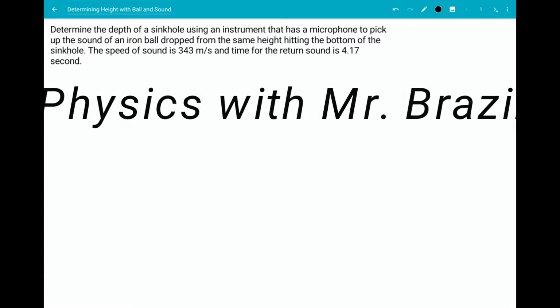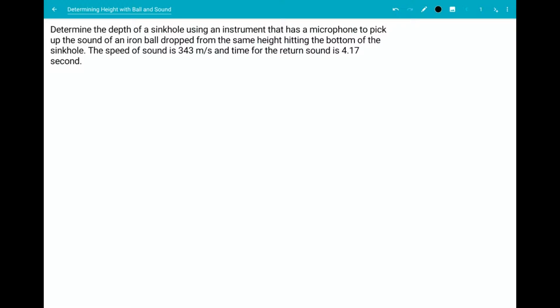Brazil. Today we're going to determine the depth of a sinkhole using an instrument that has a microphone to pick up the sound of an iron ball dropped from the same height hitting the bottom of the sinkhole. The speed of sound is 343 meters per second, and the time of the return sound from the ball hitting is 4.17 seconds.